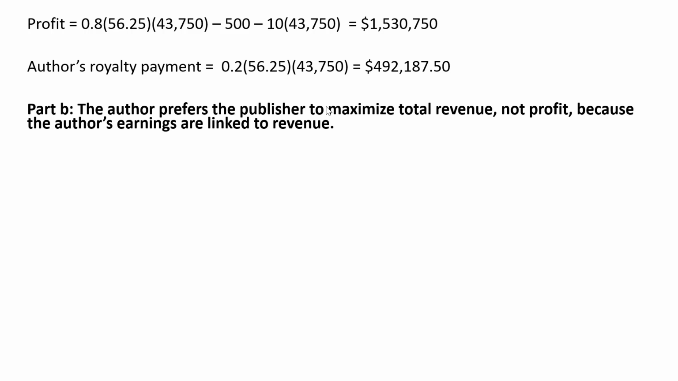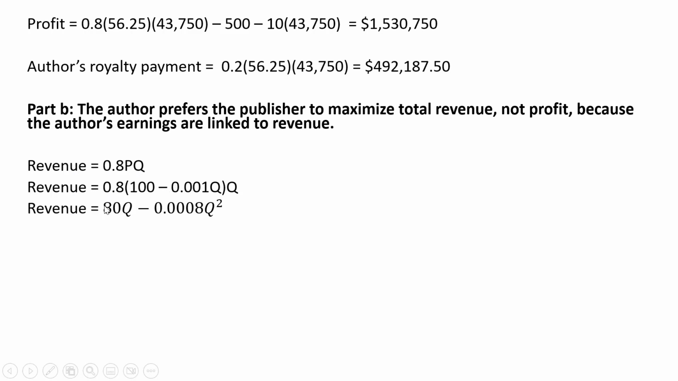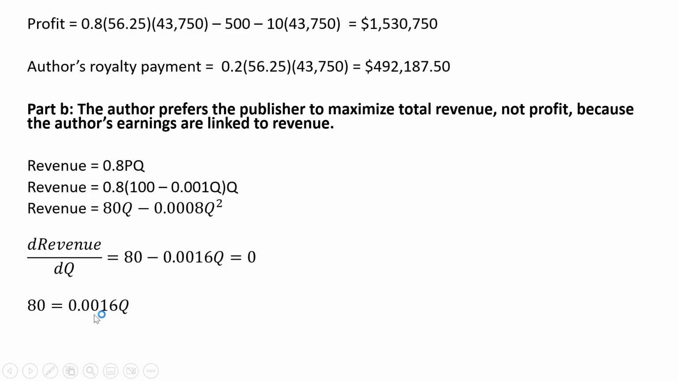The author prefers the publisher to maximize total revenue, not profit, because the author's earnings are linked to revenue. So the author would prefer the following, that the publisher just maximize revenue, and here's our revenue equation. Now making the substitution in for P, simplifying, and now maximizing this expression here by taking the derivative of revenue with respect to Q. This is just marginal revenue. We're just setting marginal revenue equal to 0. Solving for Q here, Q equals 50,000, and the price would be $50.